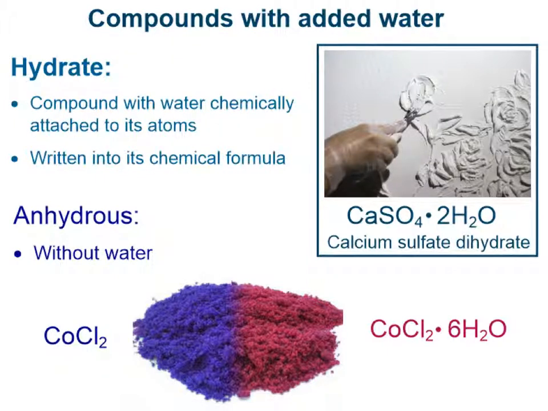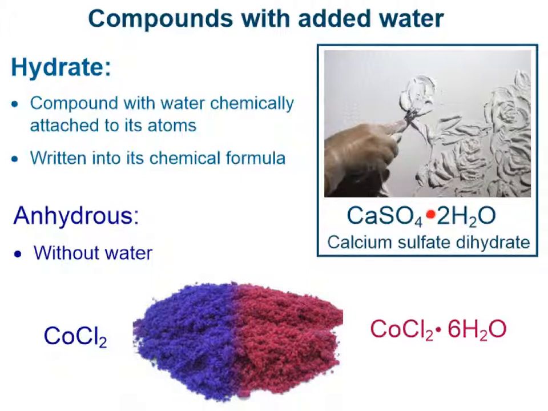So what about compounds with added water? Well, let's talk about hydrates. A hydrate is a compound with water that is chemically attached to its atoms. The formula for water is actually written right into its chemical formula, and it's written like this. Here's an example. This is calcium sulfate, our polyatomic ion, and I'm not done with the name yet. It's calcium sulfate dihydrate, because for every calcium sulfate molecule, 2 water molecules are attached to it.